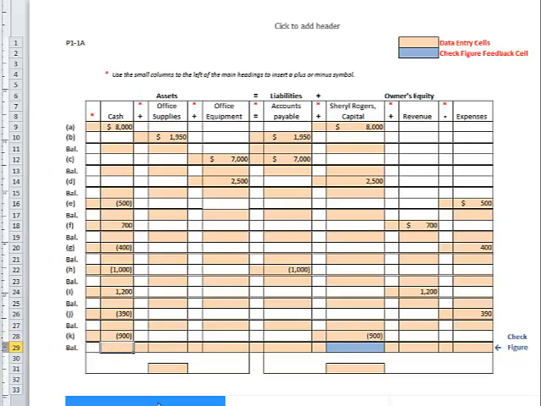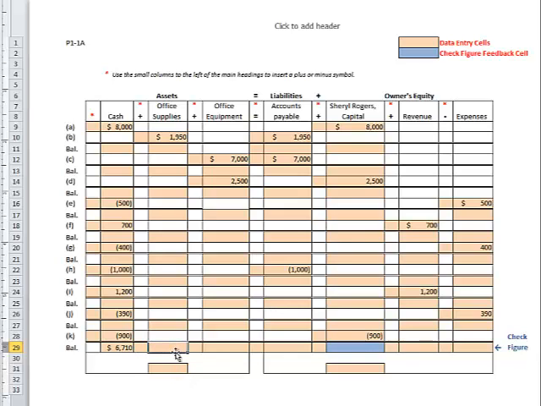Okay, so the final thing we want to do is add up all our transactions for each account. So I'm going to add up the cash. I'm adding 8,000, subtracting 500, adding 700, subtracting 400, subtracting 1,000, adding 1,200, subtracting 390, and subtracting 900. So the final balance in the cash account is $6,710.